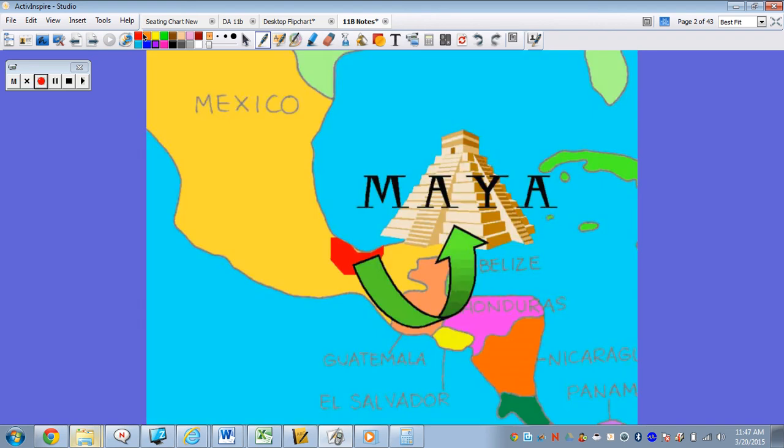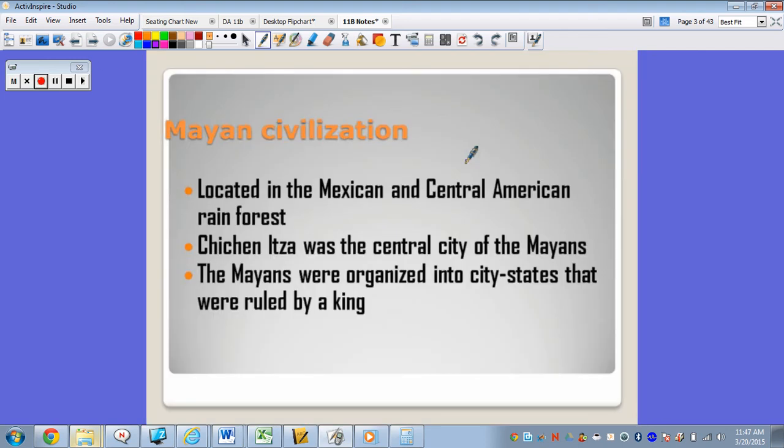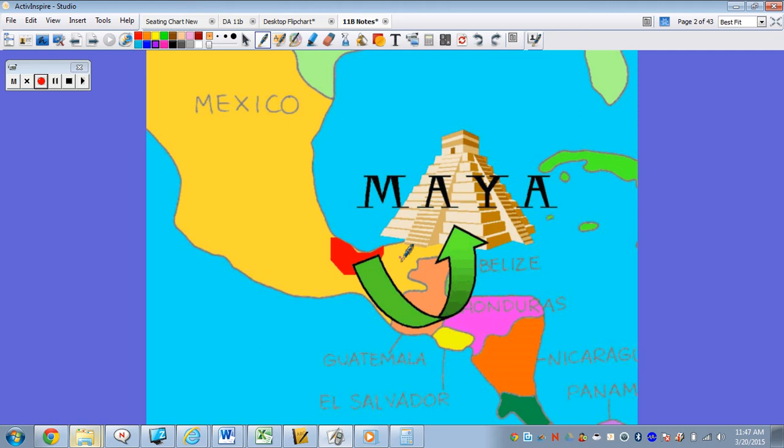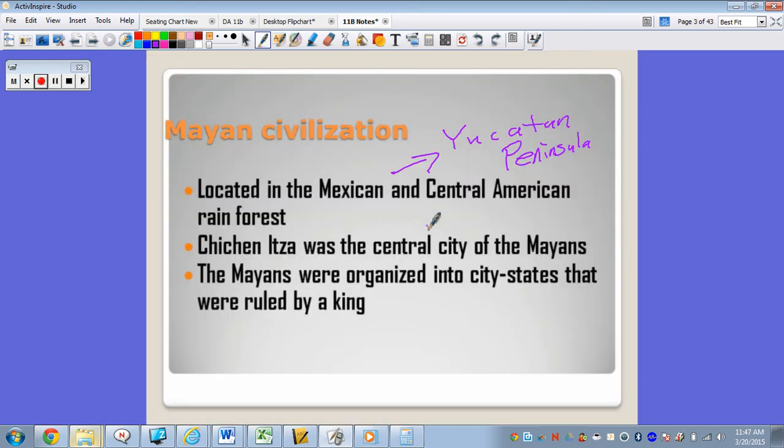Alright, so the first group we're going to talk about is the Mayans. The Mayans are located in Mexico and Central American rainforest on a part of land that is known as the Yucatan Peninsula. It is that little peninsula thing that sticks right out towards Cuba and Florida and separates the Gulf of Mexico from the Caribbean Sea.